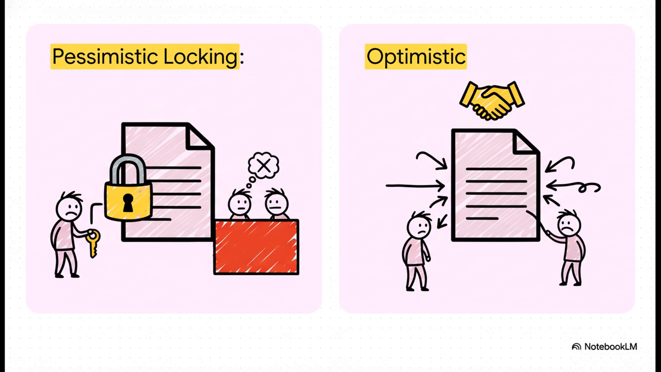In this world, everybody works on their own local copy of the files. Everyone can make changes at the same time, and the system is smart enough to help you merge those changes together later. It's built on the optimistic assumption that direct conflicts are pretty rare, and it's a much, much more flexible way for teams to work.